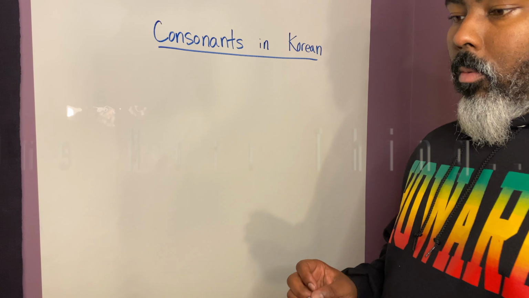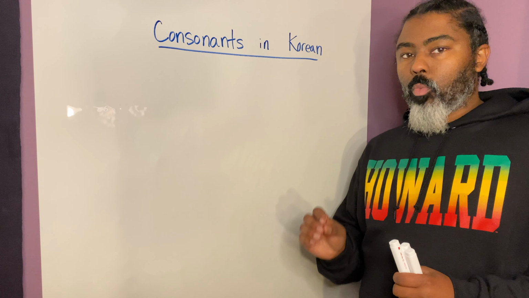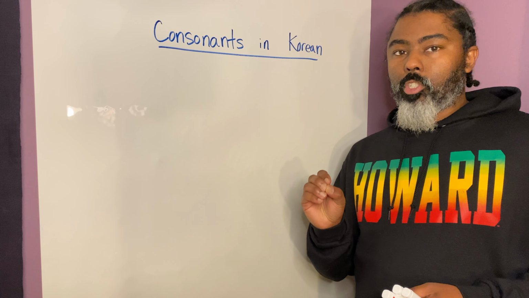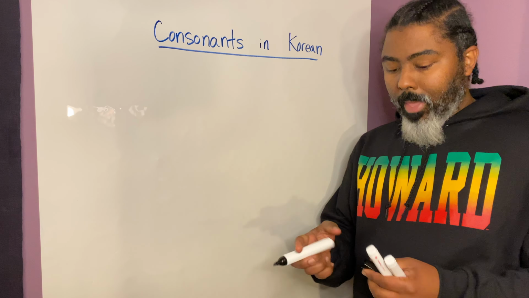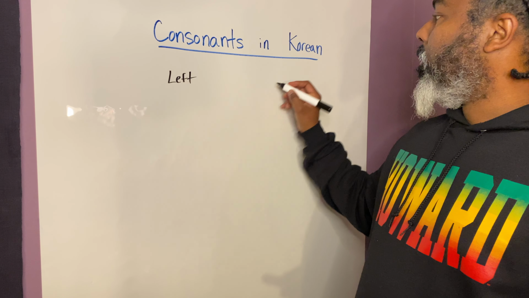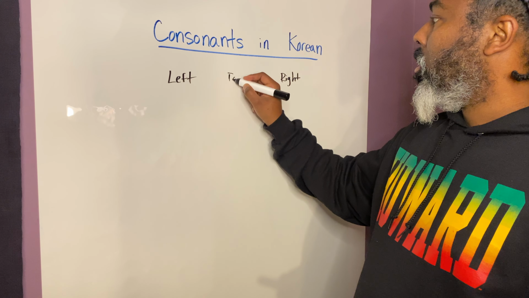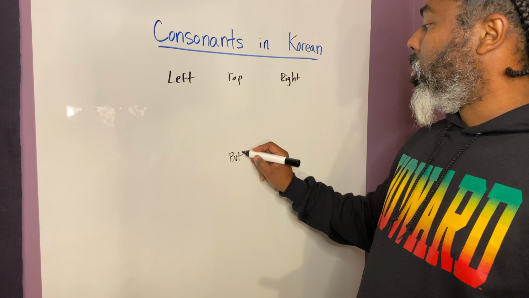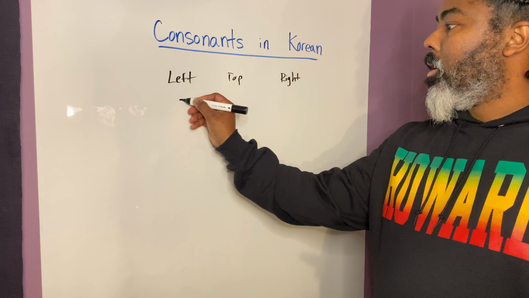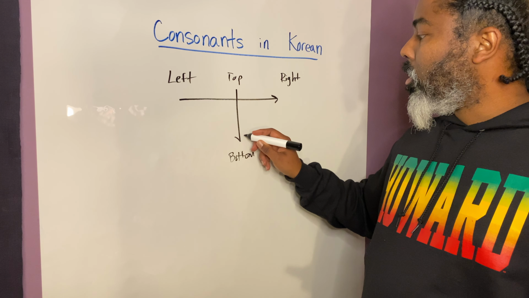All right, guys. Now, something that is very important, when learning to write Korean characters, is that you must follow a prescribed method, okay? And that method is left to right and top to bottom. So when we're writing in Korean, we begin from the left and we move to the right, and then we write from the top to the bottom.